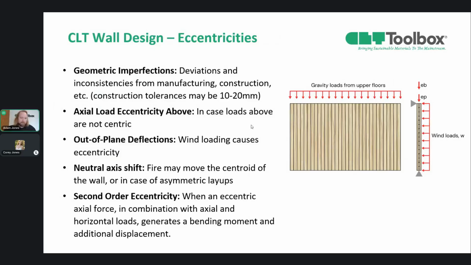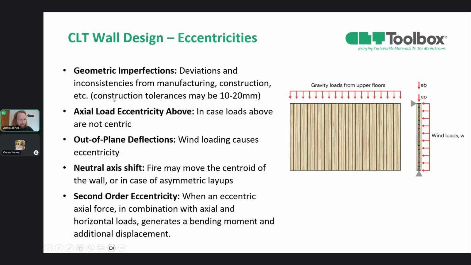The second thing to consider when we do our wall design is the eccentricities. So this does impact the design capacities quite significantly, and there's different methods of dealing with eccentricities from around the world that we're going to cover in our wall calculator. So a few different definitions. Firstly, you've got geometric imperfections. This is where you have deviations that might happen within the panel itself.